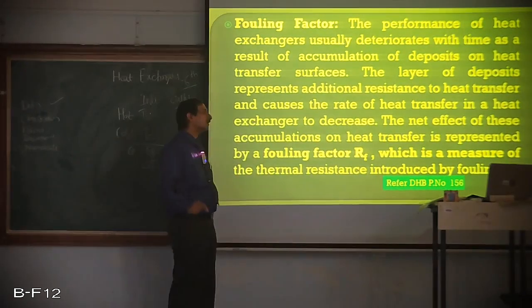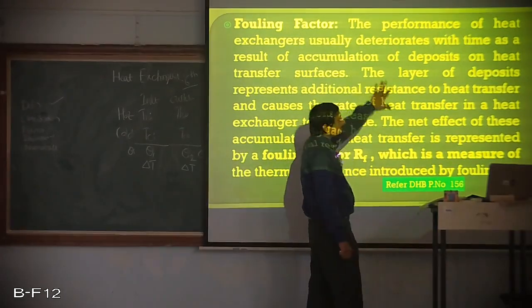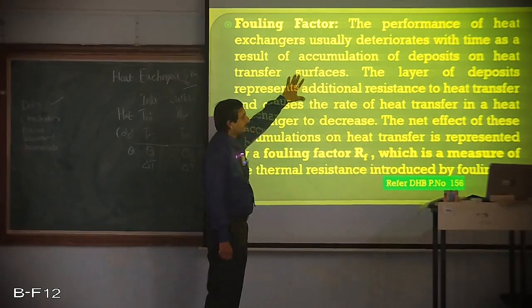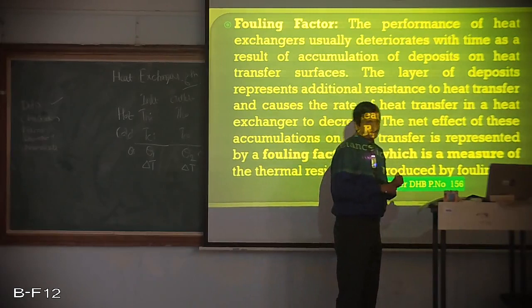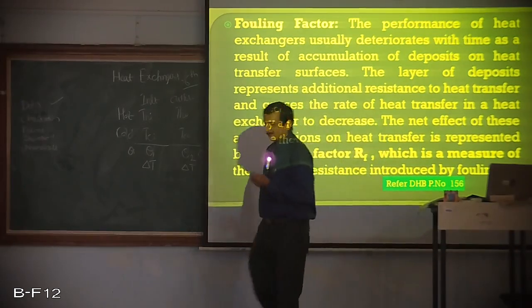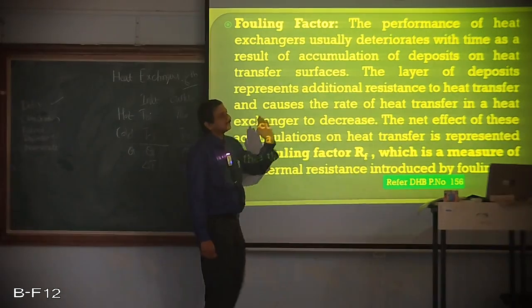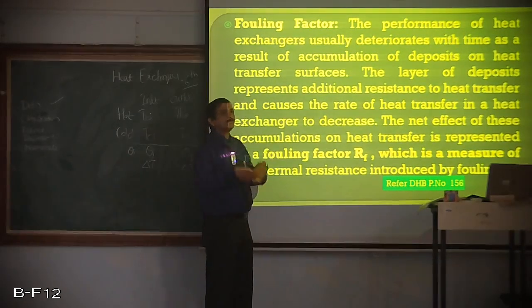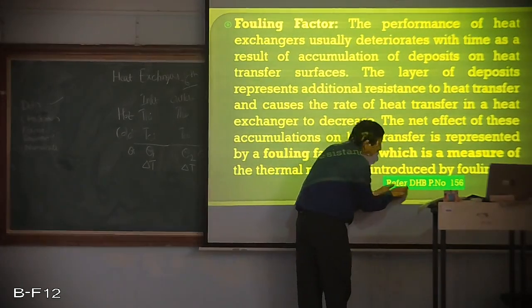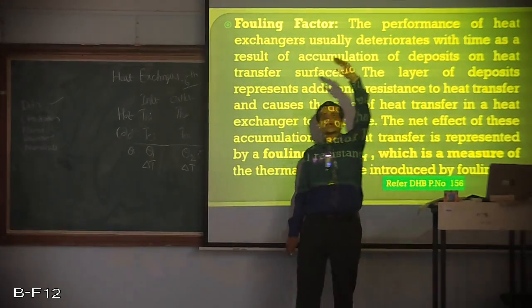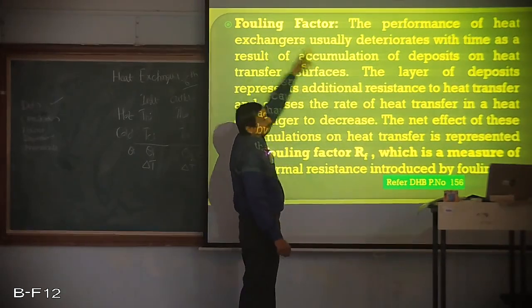Since they are solids, they will offer a conductive resistance, hence that will be added. It depends upon the type of the surface as well as the type of the fluid. Whatever the fouling resistance RF given by the water to the copper may be totally different from the other surfaces. In that case, please refer to the data handbook page number 156, where the listing of different values of the fouling factors has been given.